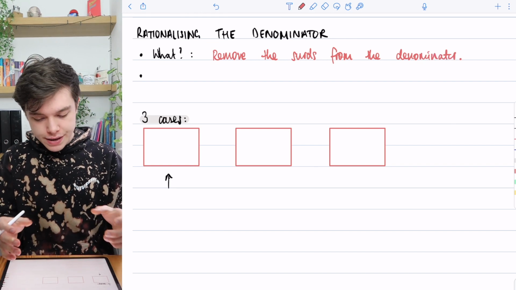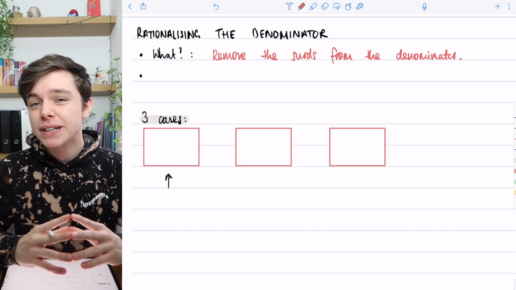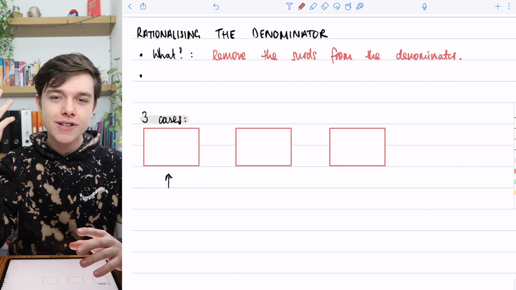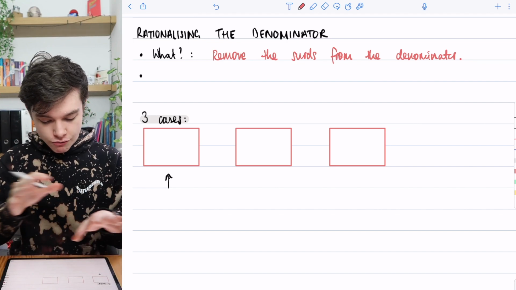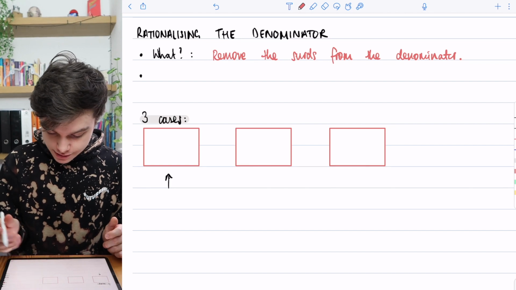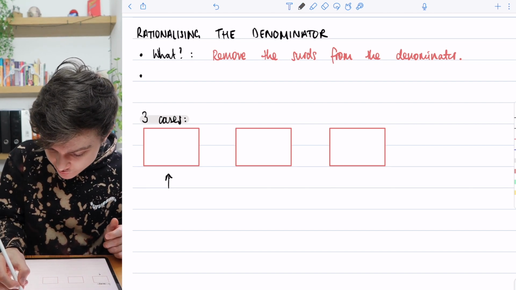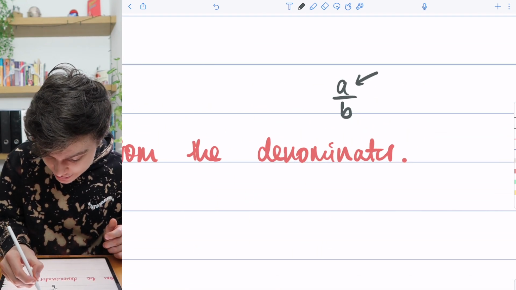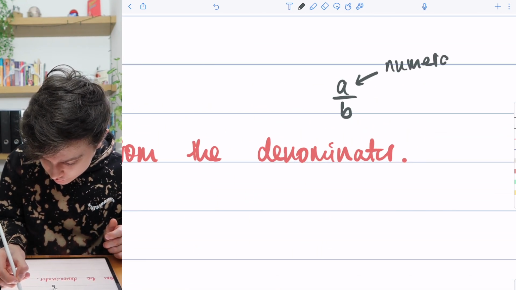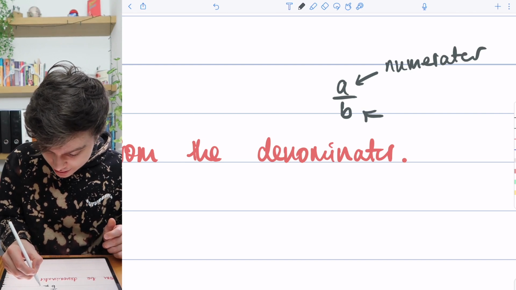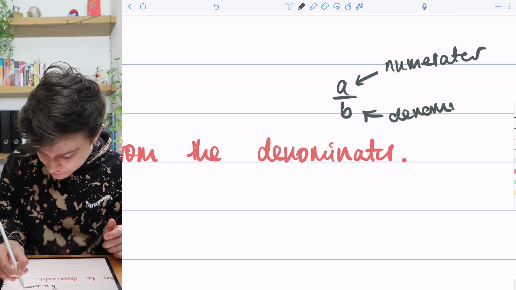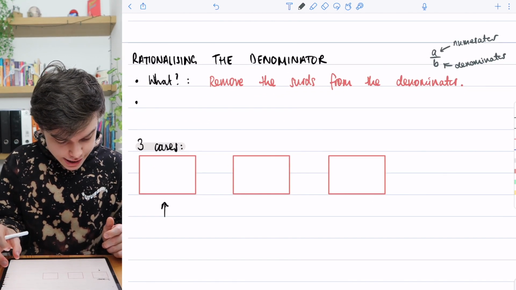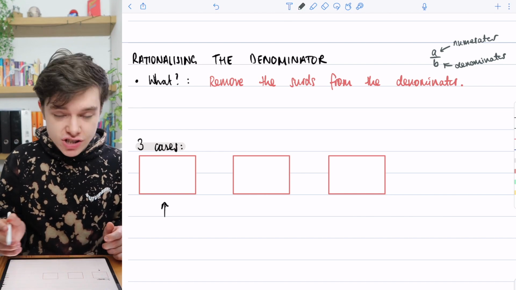So what we want is a simplified fraction in its simplest form, if it's involving surds, with no surds on the bottom. We want the surds to be on the numerator. We want to get rid of any surds on the denominator. And just to refresh, if we've got a fraction, let's say a over b, a is the numerator, I think I spelt that right, and b is the denominator. Okay, so there are three cases to rationalising the denominator.